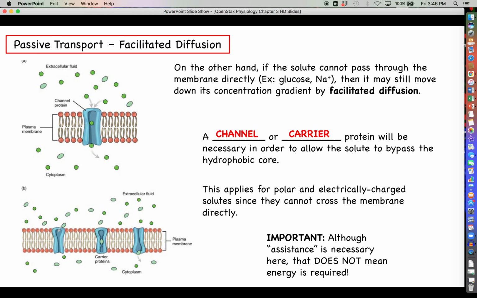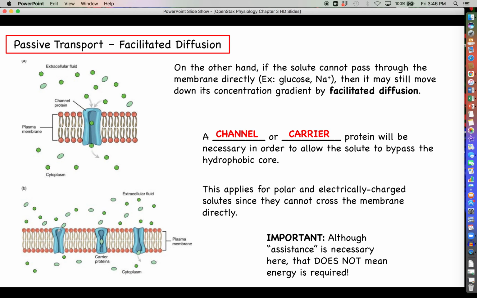Okay, so for facilitated diffusion, you might be thinking, since we're having to provide assistance in the form of a channel or a carrier, that must mean that there is an energy requirement. There is no energy requirement. As long as we are still moving down the concentration gradient, there is no specific energy requirement.